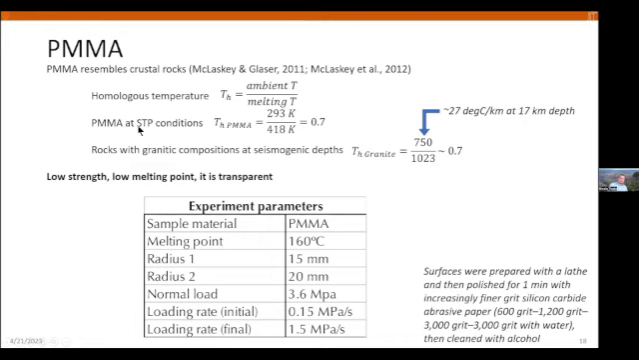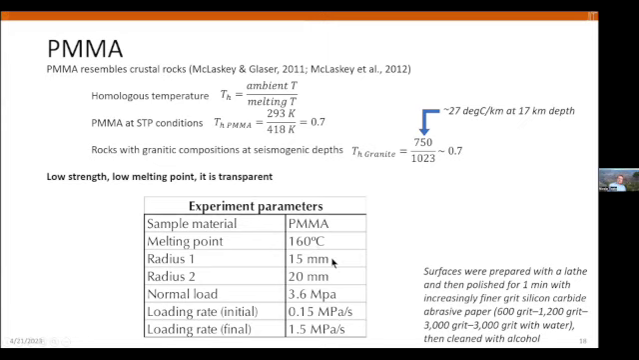PMMA at standard temperature and pressure melts at 418 Kelvin. So if we think of room temperature, roughly 293 Kelvin, its homologous temperature will be about 0.7. The melting point is roughly 160 Celsius, as you can see here.